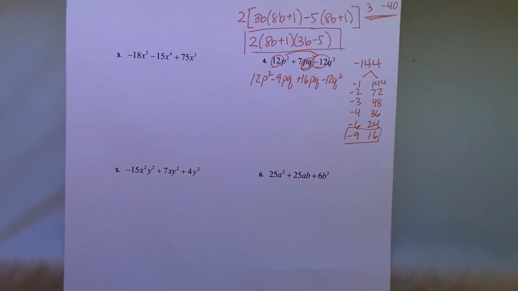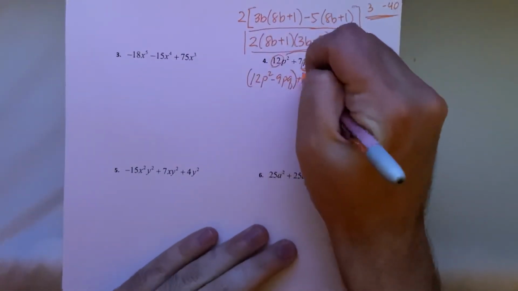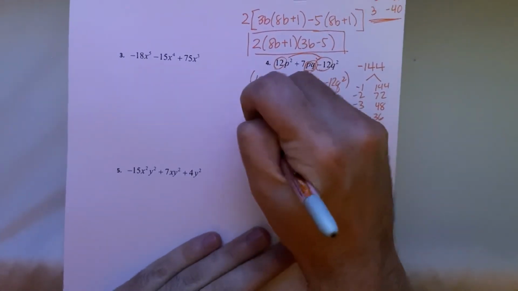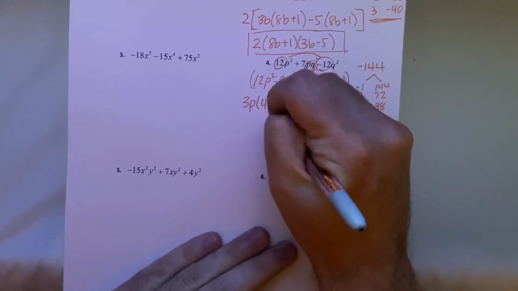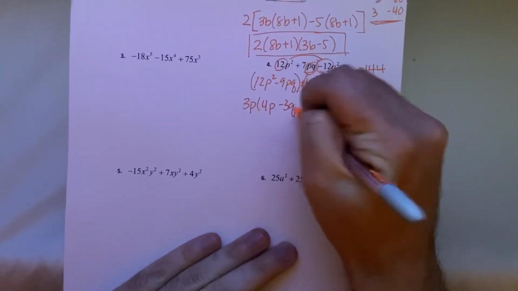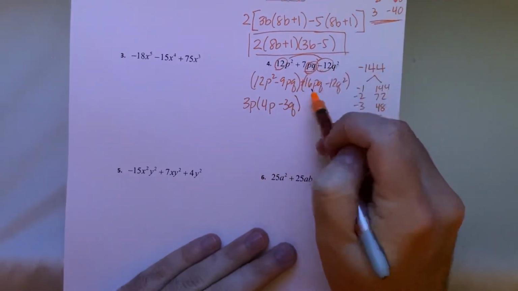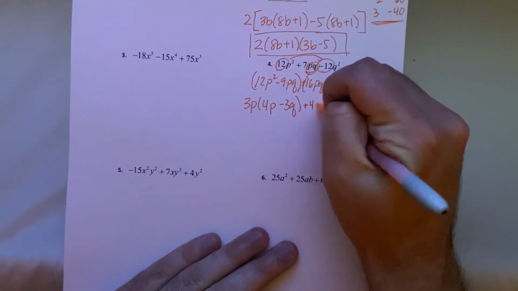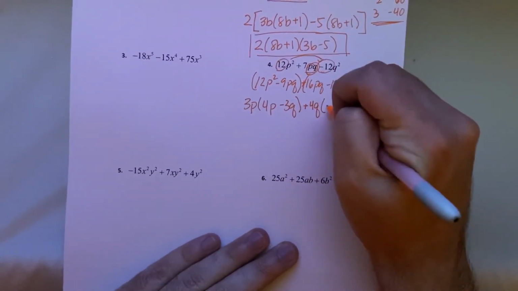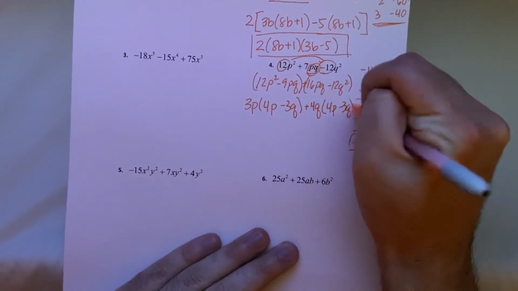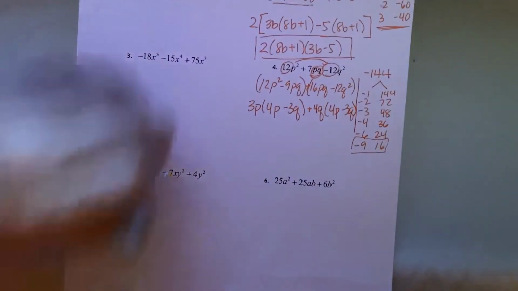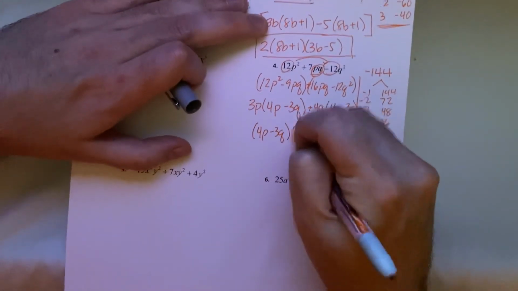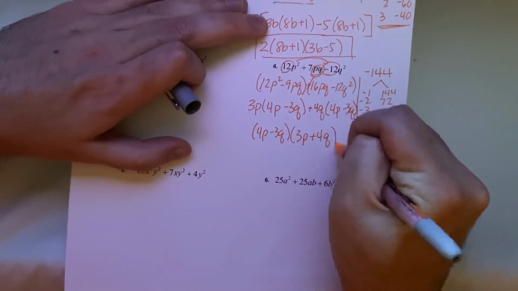What do 12p squared and negative 9pq share? They share a p and 3. So 3p, they leave 4p minus 3q. What do 16pq and negative 12q squared share? They share a q and a 4. So plus 4q, and they leave 4p minus 3q. So what are my factors? They have the common factor of 4p minus 3q and 3p plus 4q.